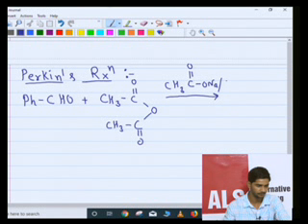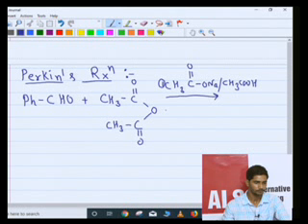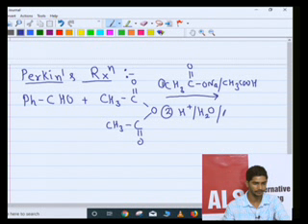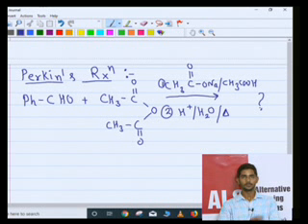CH3COONa in the presence of CH3COOH. This is the first reagent that you have to use. And the second time, in the presence of acidified water, you will heat and you will get the product. So guys, this is the Perkin reaction's main motive.